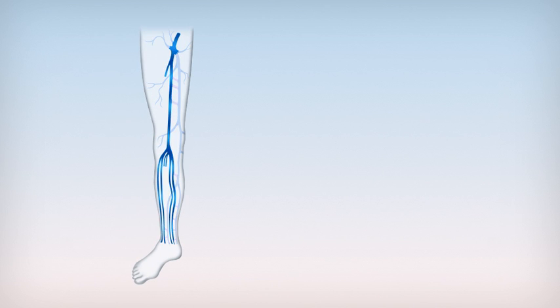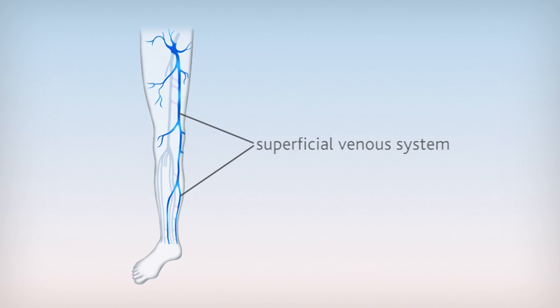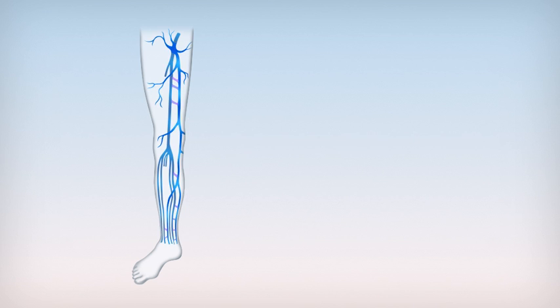There are deep leg veins and superficial leg veins. The superficial venous system runs in and just below the skin. It transports blood from the skin and sublayers of the skin back into the deep venous system, accounting for about 10% of the return transport of the blood.